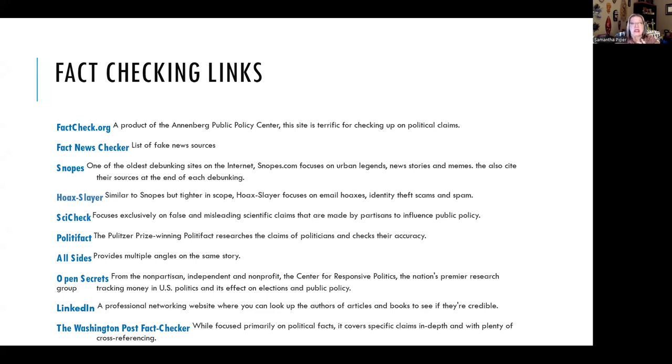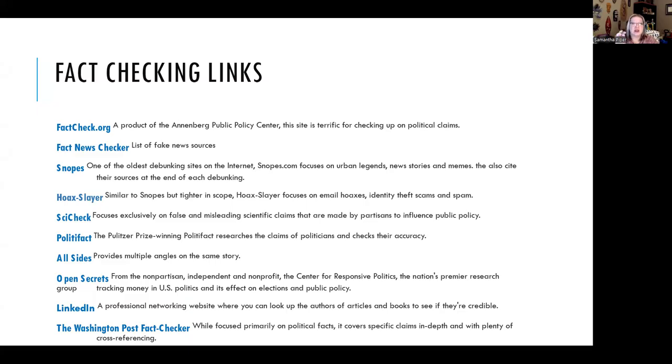SciCheck, really into scientific claims, false claims, sometimes medical research, sometimes, especially when it gets into partisan public policy stuff. PolitiFact is really good. Pulitzer winning. Especially when it comes to reporting, PolitiFact is super, super good.